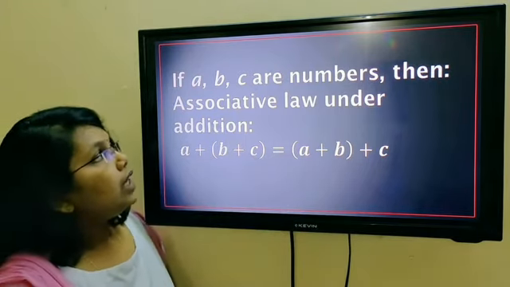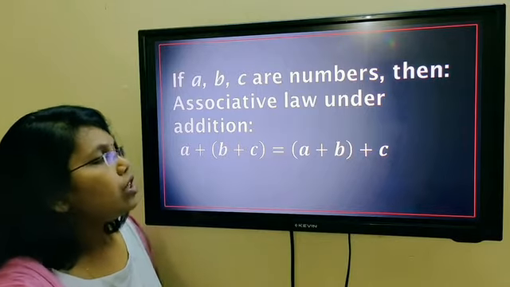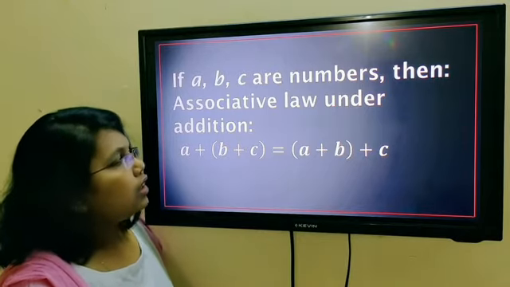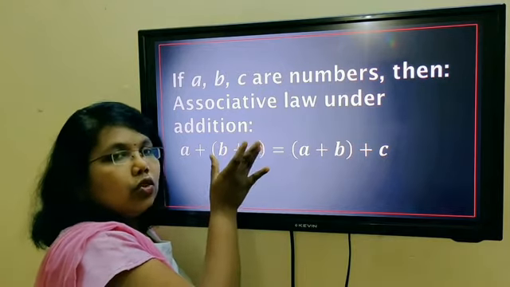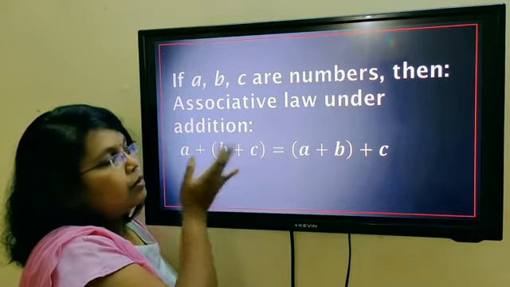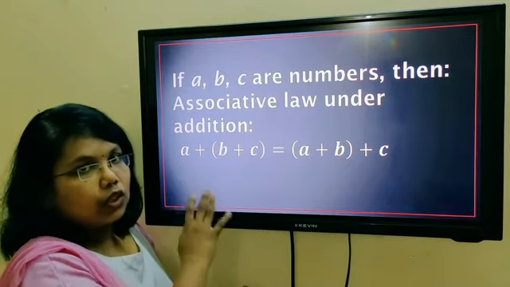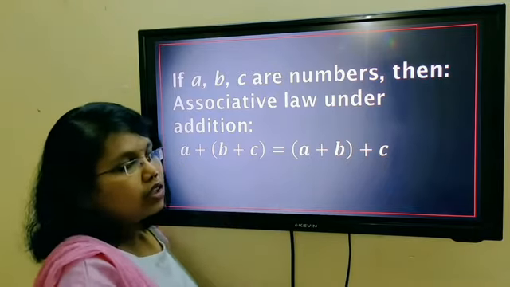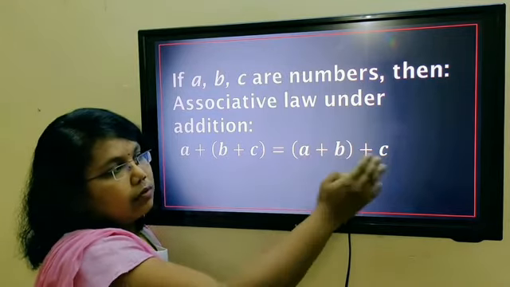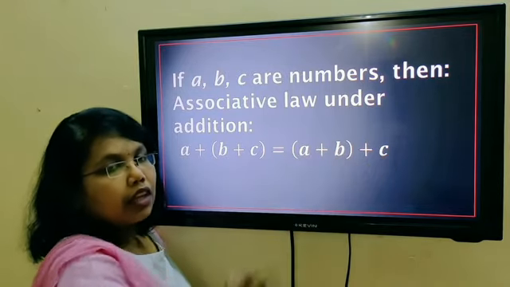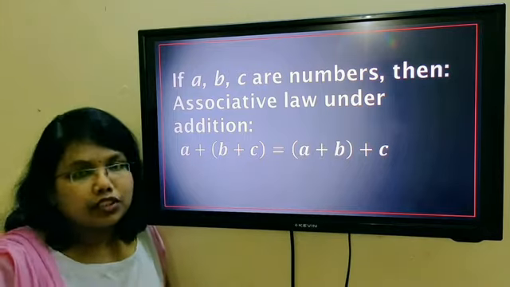If A, B, C are numbers, then the associative law under addition is A plus (B plus C). We are going to do the bracket first, and then whatever the answer comes, we are going to add to A. That is what this means. Now what about the RHS? We are going to add A and B first, and then whatever the answer comes, we are going to add it to C. Now let's see if it works.